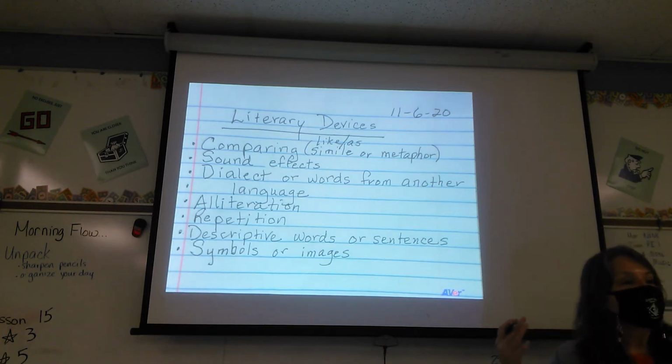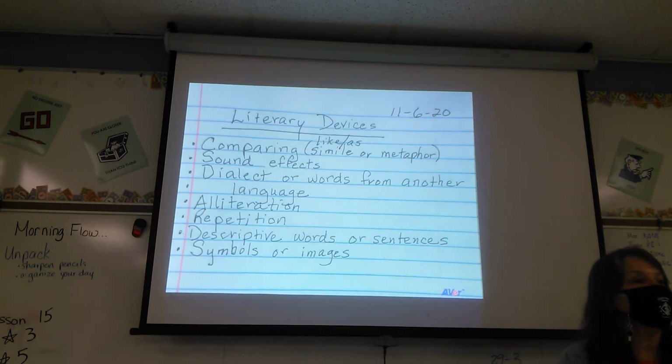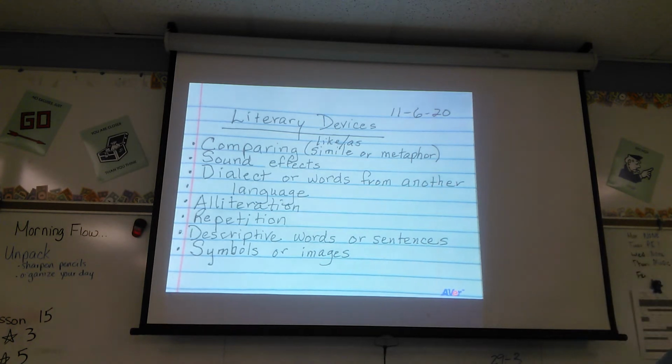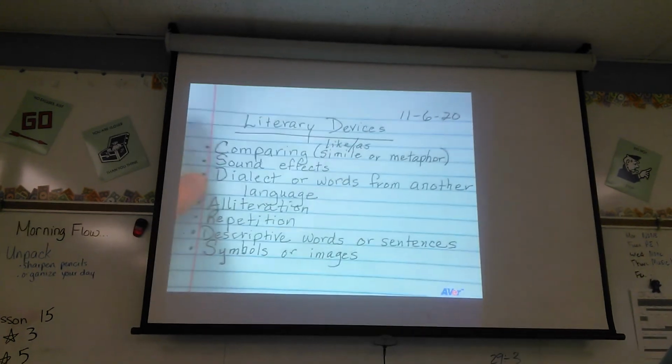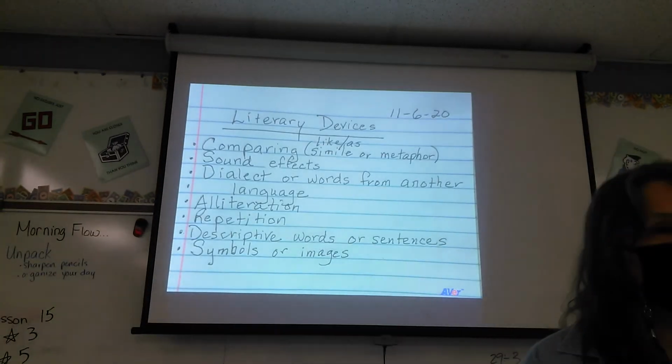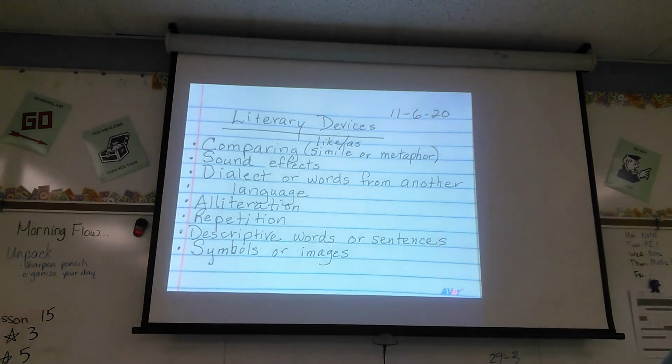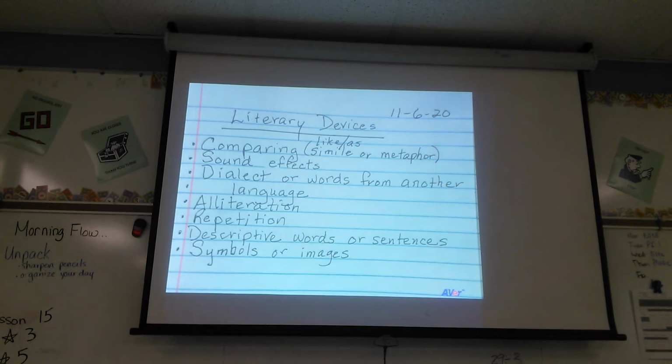Remember, part of that visualizing is being in it, living in the event, living in the shoes of the character. So sound effects can sometimes help the reader to envision. All right, then we have dialect or words from another language, so that we can, again, hear the person talking.